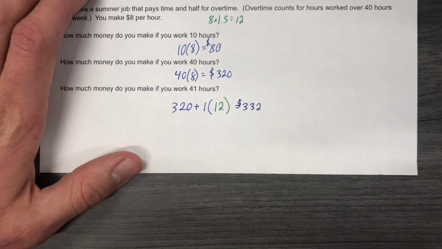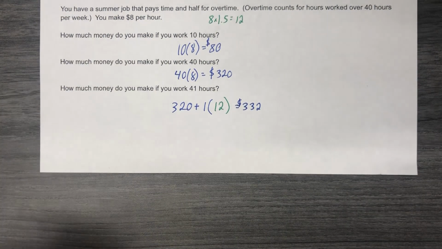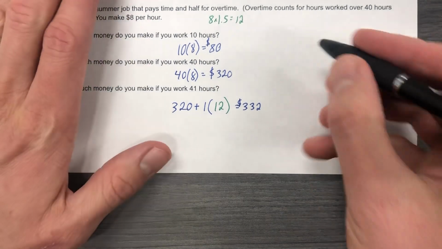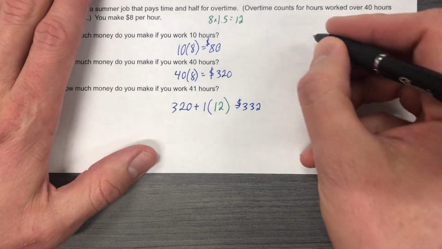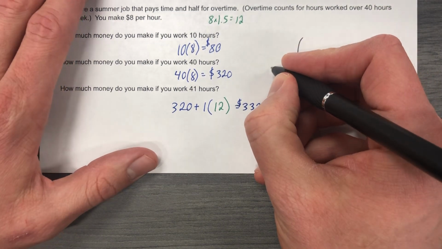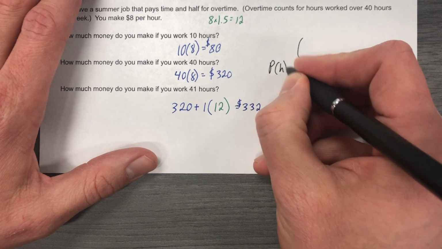And even though we have answered all the questions here, I think it's worth our time to do something wild and crazy. We're going to make a function out of this, okay? So here goes. Let's do this. First of all, it's a two-piece piecewise. We're going to have two things. And we'll call it P of H.